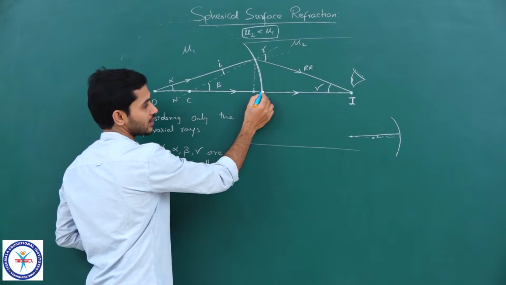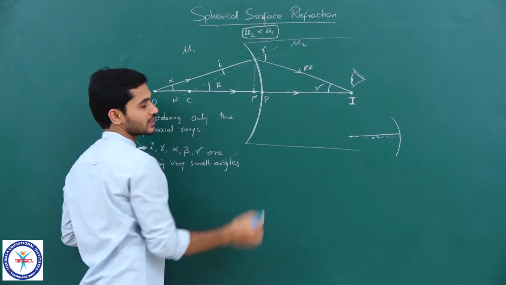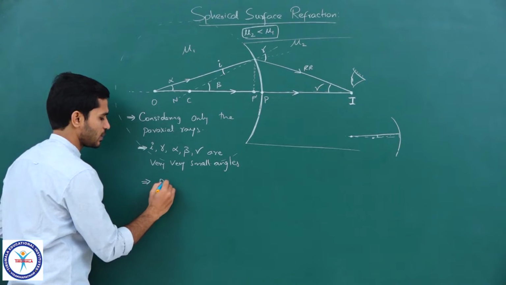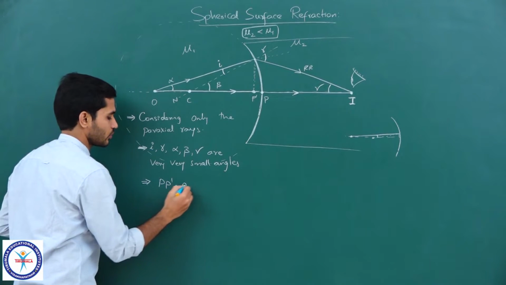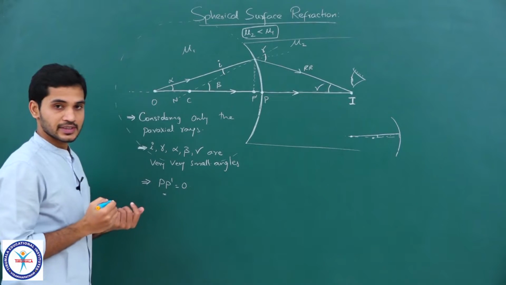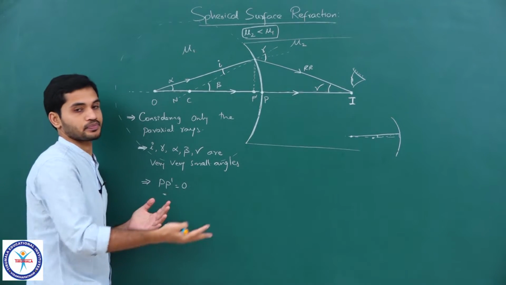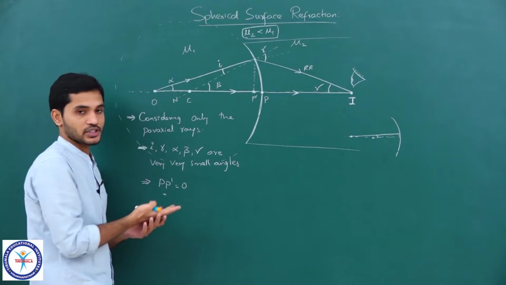Whatever distance we are calculating from the pole can also be calculated from P dash. Okay. So, let me also write that PP dash is equal to 0. Okay. So, these are the assumptions that I am going to take. Now, under these assumptions, let us derive the refraction formula.